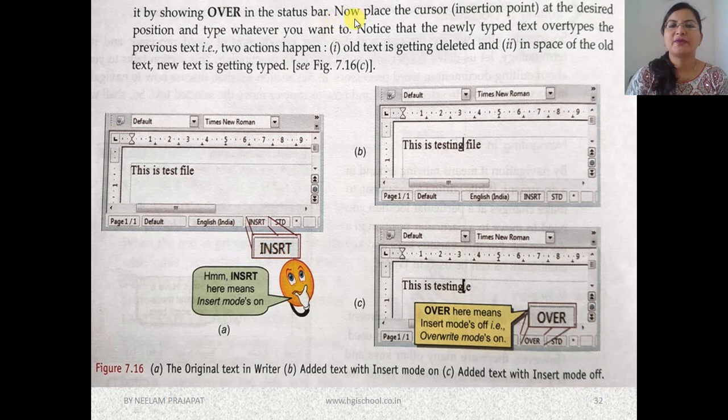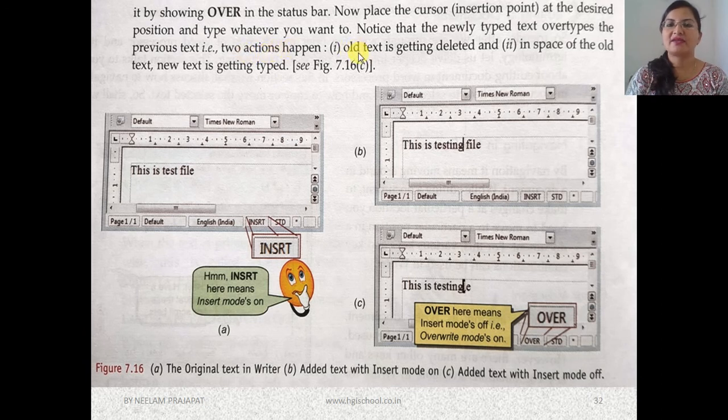Now place the cursor, that means the insertion point, at the desired position. Got it? We have to take the cursor to the desired position where we have to change the spelling or change the word. Here it is "test" and here we have to make it "testing". Notice that the newly typed text overtypes the previous text. Here we have to see that it should overtype the previous text. That way we have to choose the action.